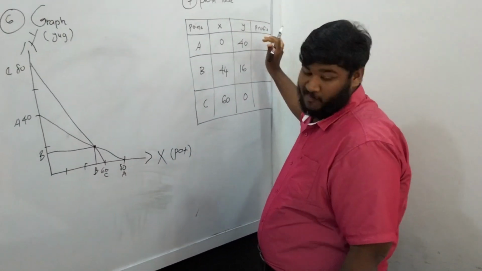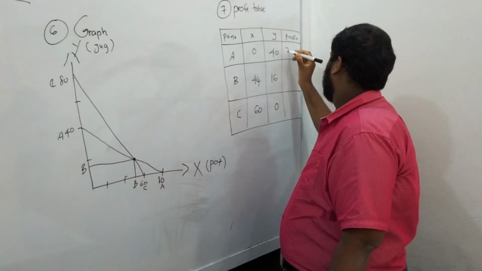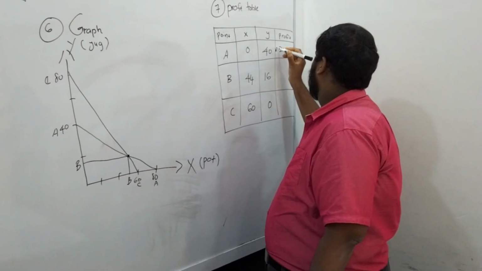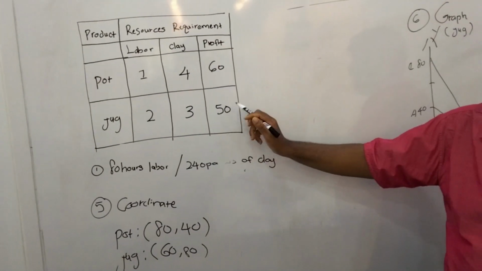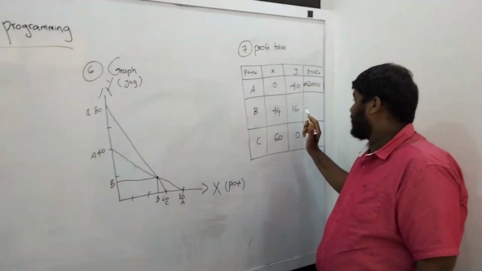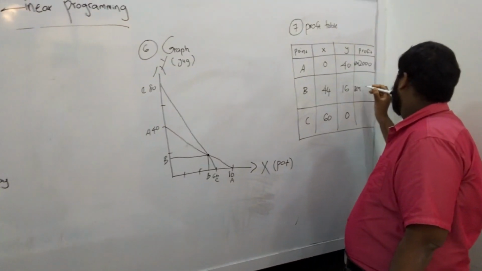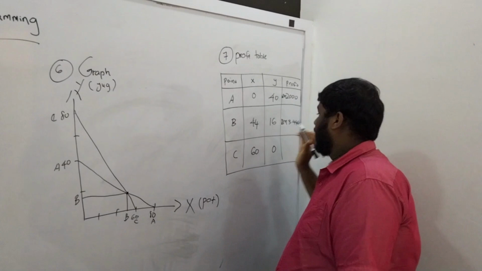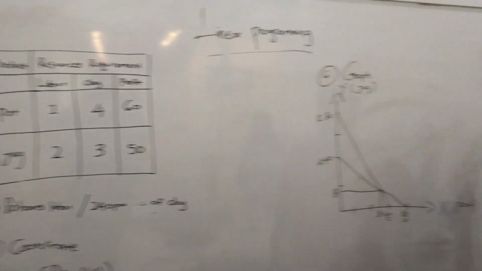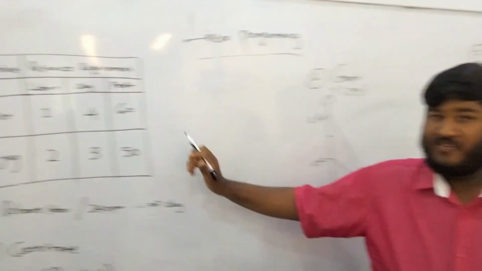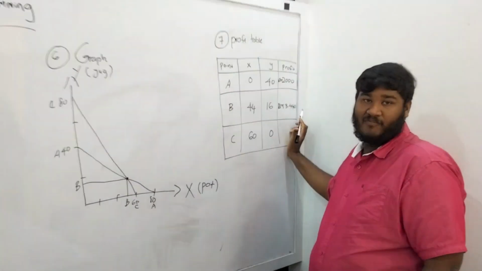The calculation for the amount of profit for A is 2000. How do we get 2000? 40 times 50. 50 is the Y profit. The second one is 44 and 60. The amount of profit is RM3,440. How do we get it? 44 times 60 plus 16 times 50. Then you add, you get 3,440.